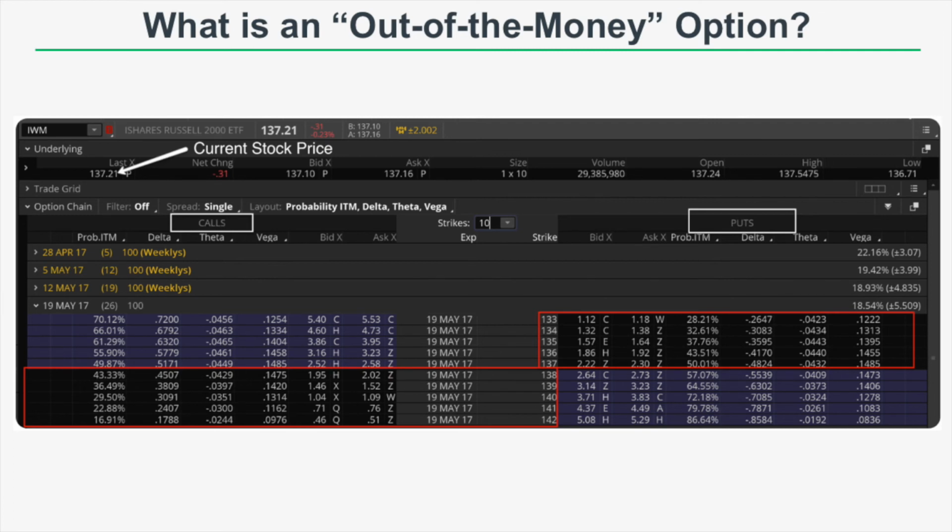And in regards to puts, the out-of-the-money puts are any puts with strike prices below $137.21. So in this image, that's going to be the puts with strike prices between $133 and $137. Now, while that 137 put is technically out of the money, since its strike price is so close to the stock price, it could also be considered at the money.